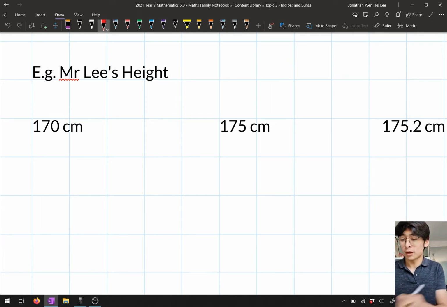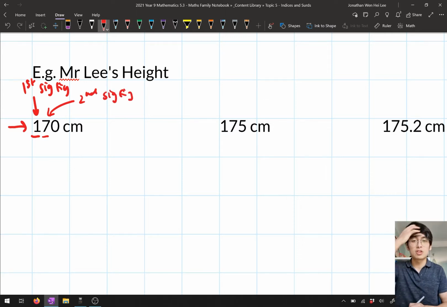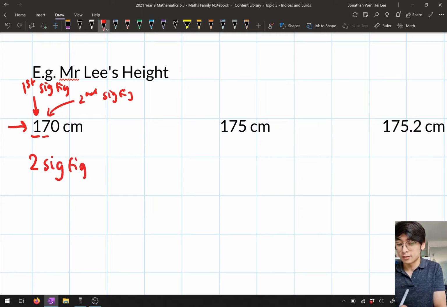The way that we read significant figures is we start from the left and find our first non-zero number, which is 1. This is my first significant figure. Then the next number, 7, is our second significant figure. And then we stop at that 0 for now. I'm going to explain that in a bit more detail in a second. So here, this measurement has two significant figures.